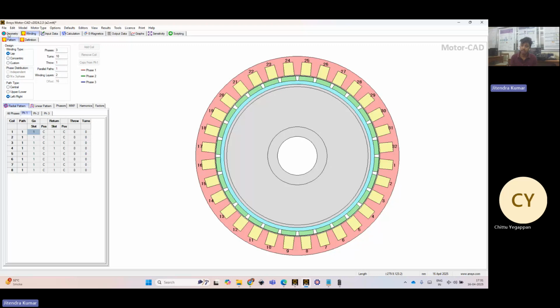For that, what has to happen? This should be a rational number. So if 32 by 8 by 3 is not a rational number, 8 by 3 is not a rational number, and that is why there is no way to distribute this winding. So even for fractional winding, this number should at least be a fraction, a rational number, so that it should not go like 8.3333.